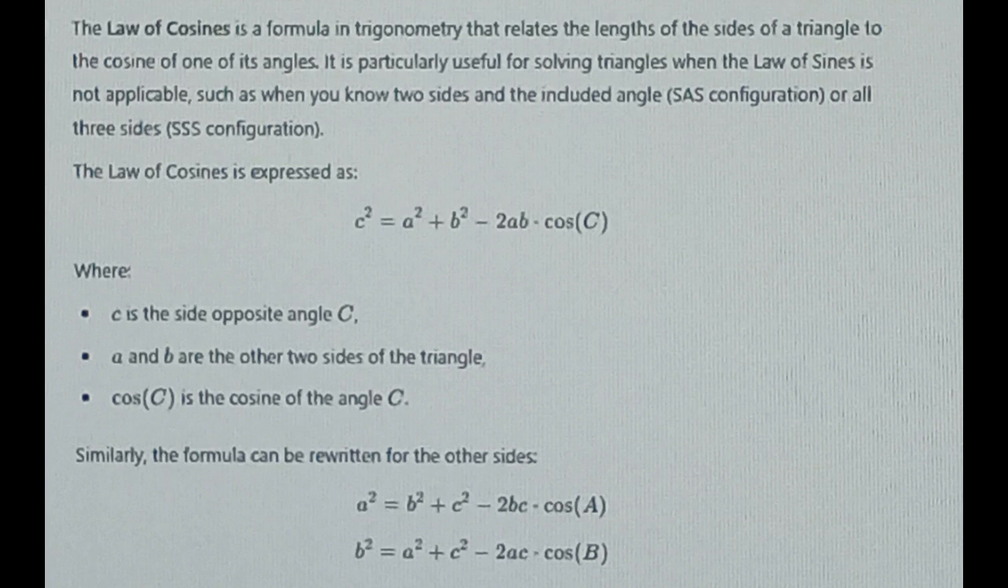The law of cosines is expressed as c squared equals a squared plus b squared minus 2ab times cosine C, where c is the side opposite angle C, and a and b are the other two sides of the triangle, and cosine C is the cosine of the angle C. Similarly, the formula can be rewritten for the other sides: a squared equals b squared plus c squared minus 2bc times cosine A, and b squared equals a squared plus c squared minus 2ac times cosine B.